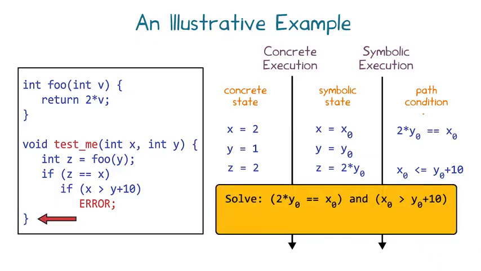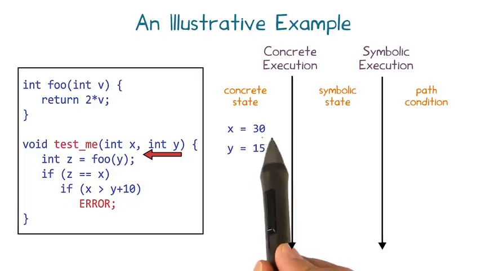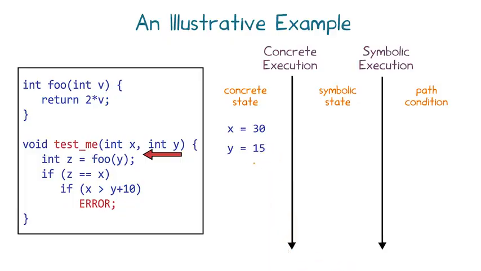And then it passes the constraints 2 times y0 equals x0 and x0 greater than y0 plus 10 to the solver. The solver finds that there is a solution to these constraints. In particular, it returns x0 equals 30 and y0 equals 15. Now DSE runs the testMe function again, this time with inputs x equals 30 and y equals 15.